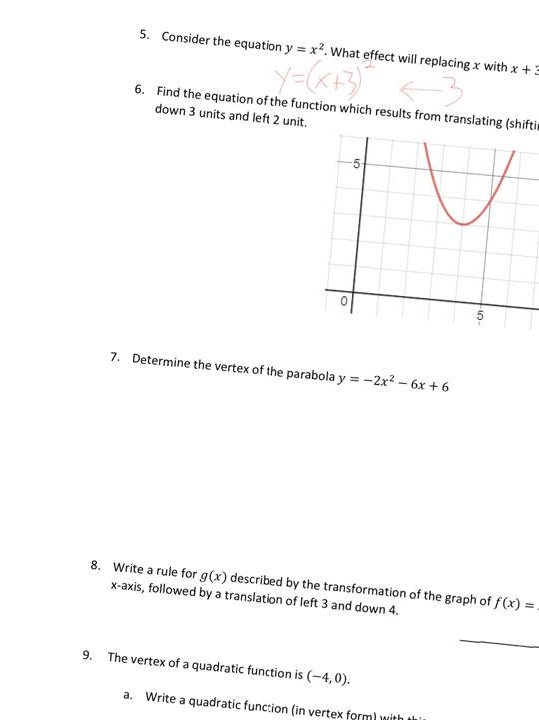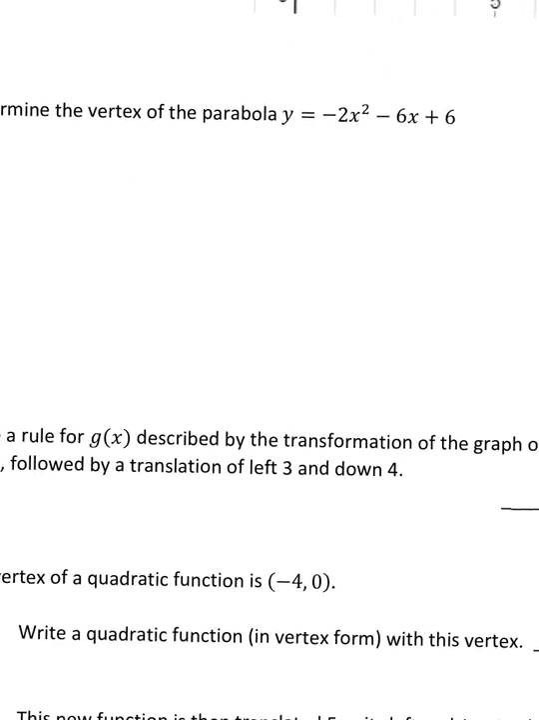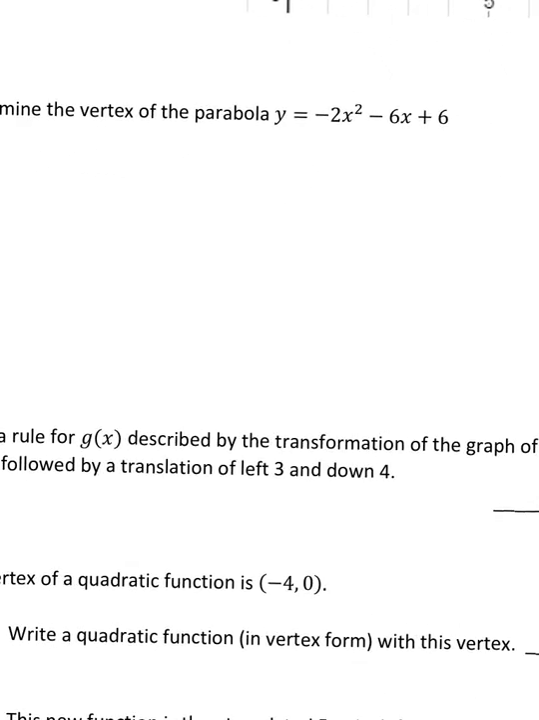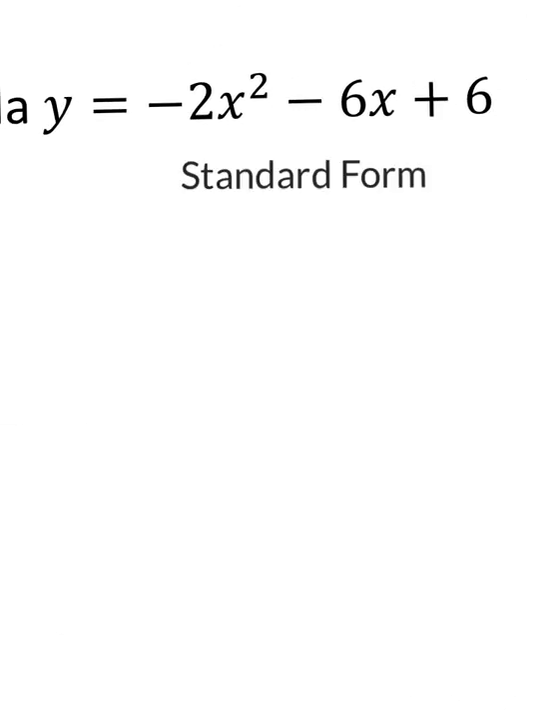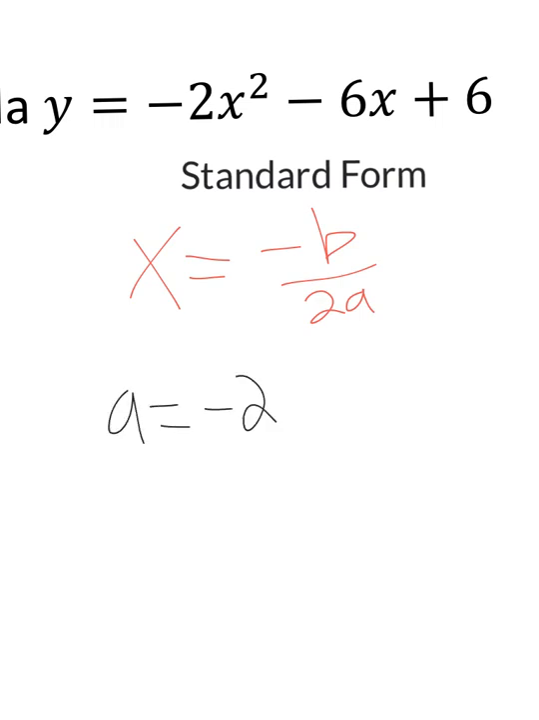Number 7, determine the vertex of the parabola, negative 2x squared minus 6x plus 6. So this one's in standard form. So if it is in standard form, your formula for your axis of symmetry is x equals negative b over 2a. So let's see here. You have a is the number in front of the x squared, b is the number in front of the x, and c is the number by itself.